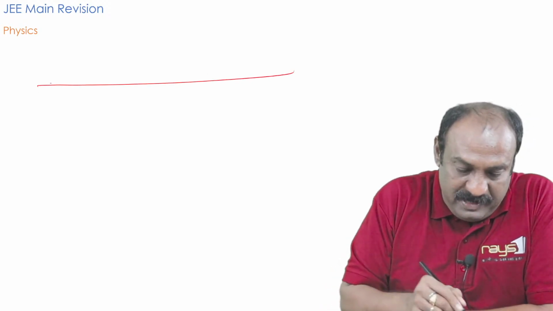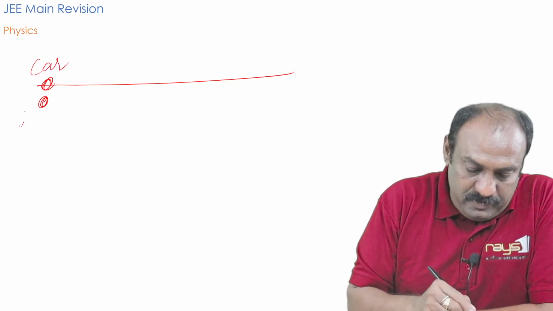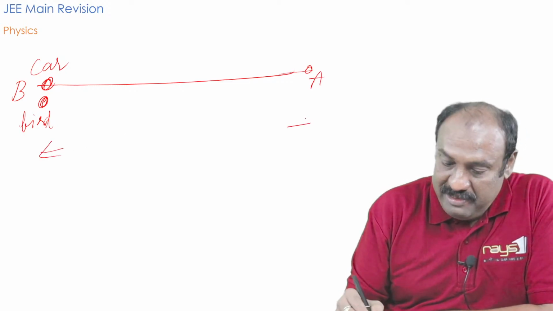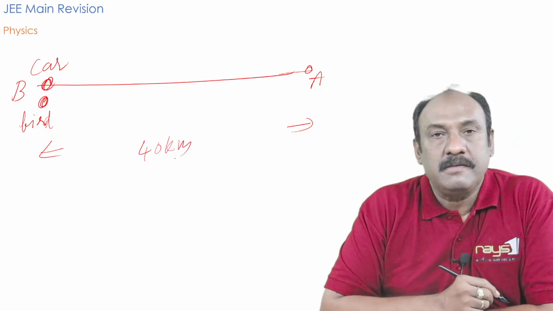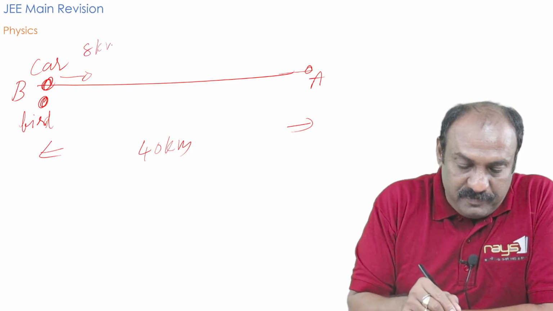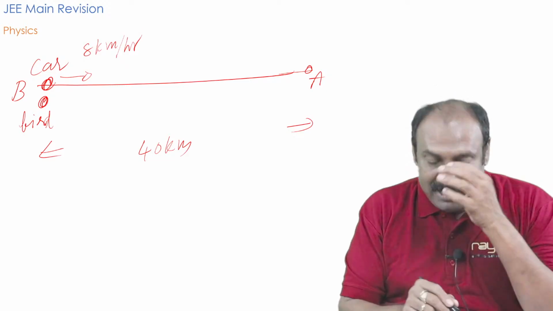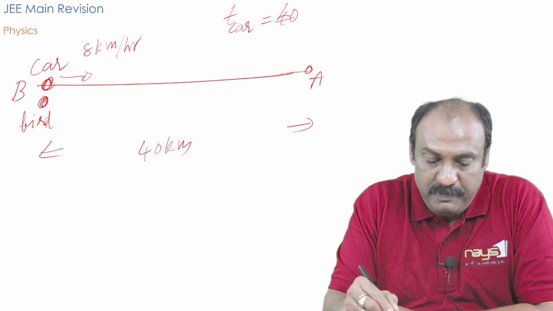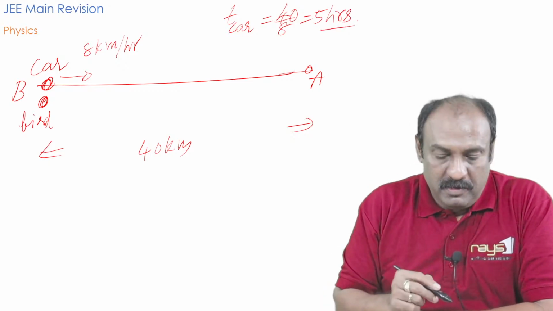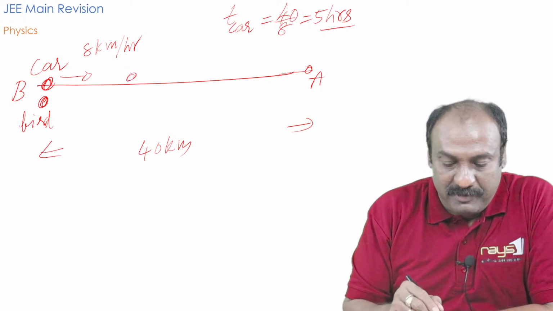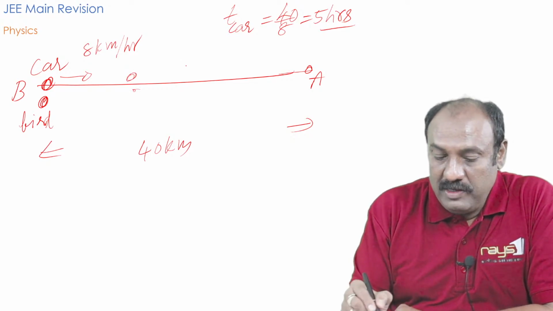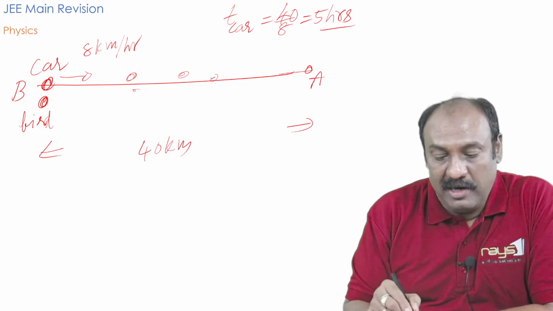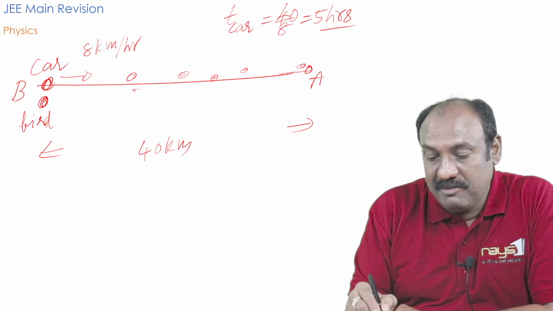So in this case, here it is B, car and bird. It is B, it is A. The distance between B and A is 40 km. When the car moves with speed 8 km per hour, what is the time taken by the car to reach A? Time taken by the car is total distance by speed, 40 by 8, that equals 5 hours. So in 5 hours the bird reaches A, then comes back toward the car, goes to A again, then again approaches the car. Like this, after some time both car and bird reach point A simultaneously.